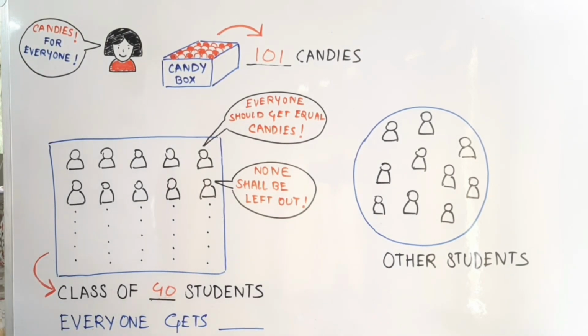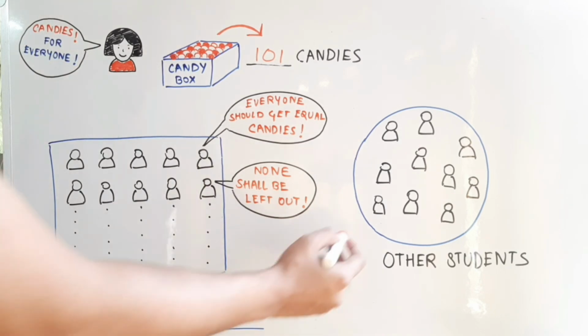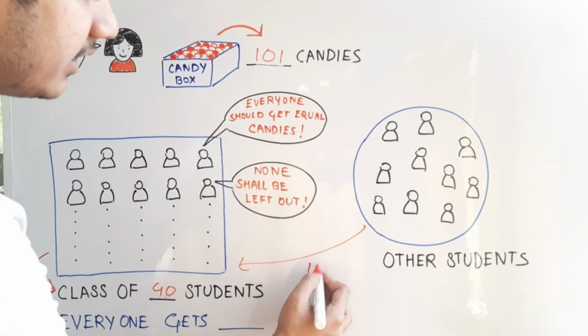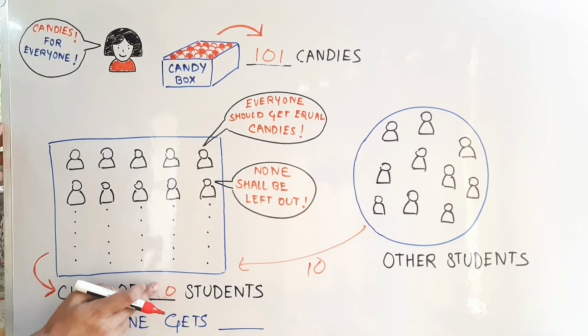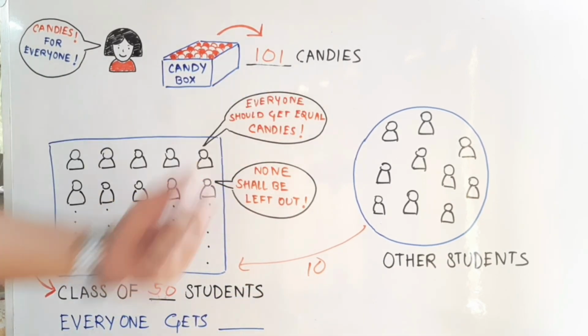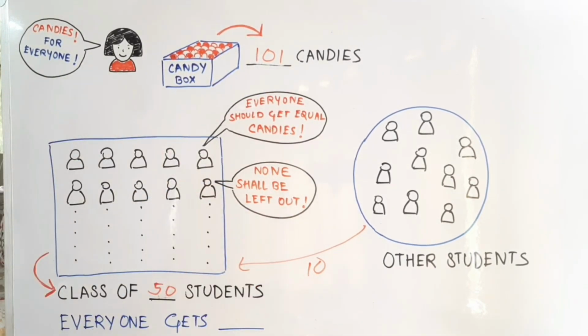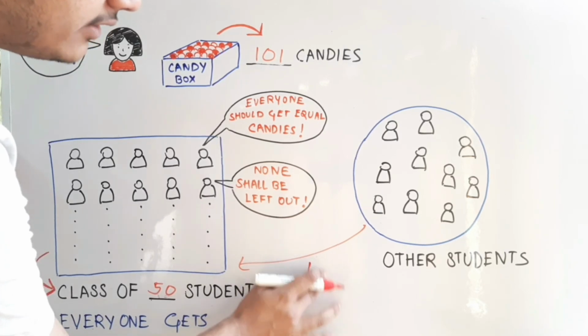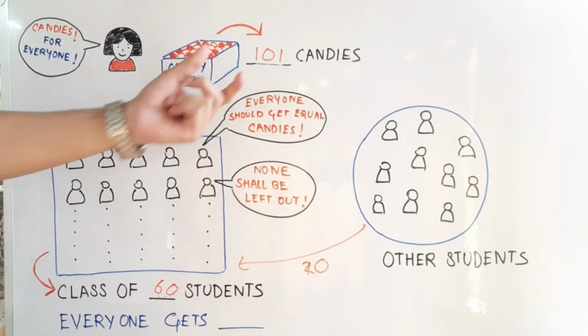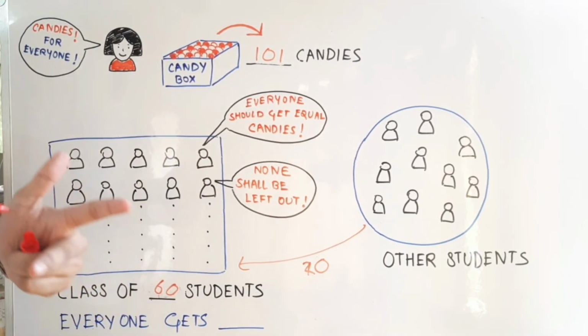So in this situation, the teacher has a total of 101 candies with her and she has a class of 40 students. Can she divide 101 candies among 40 students? No. Suppose she brings in other students over here. How many students will she bring? Suppose let's bring in 10 students. So now the total number of students changes to 50. Still, is it possible to divide 101 candies among 50 students? No. Very interestingly, no matter how many students she brings in, she can't divide 101 candies among the students equally.